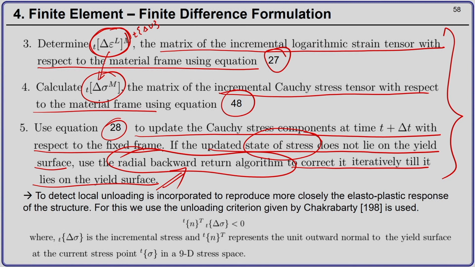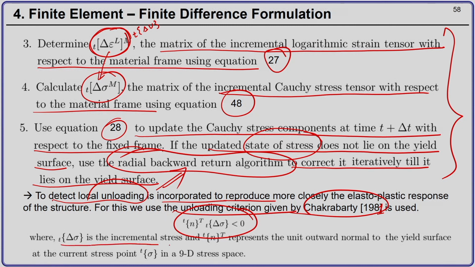Now, during the deformation, there can be what is called local unloading. The Gauss point may experience unloading, a decrease in stresses or forces, because of which it may go from the plastic state to the elastic state, which is called unloading. Now, to detect that unloading, what do we have to do? We have to incorporate a particular procedure, and for this we use the unloading criterion given by Chakravarti in his 1981 book, where it is given by N transpose delta sigma should be less than 0.